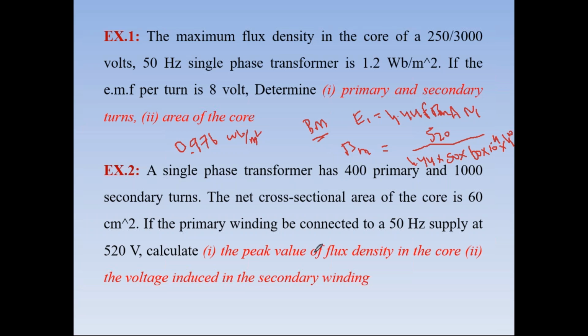So you will get questions based on the EMF equation like this. Whatever problem comes on the EMF equation, you have to use these two equations: one is the EMF equation of primary and secondary, that is E1 and E2, and the other is the transformation ratio. Okay students, this is about today's class. In tomorrow's class, we are going to discuss how the transformer works without load and with load in terms of the phasor diagram.